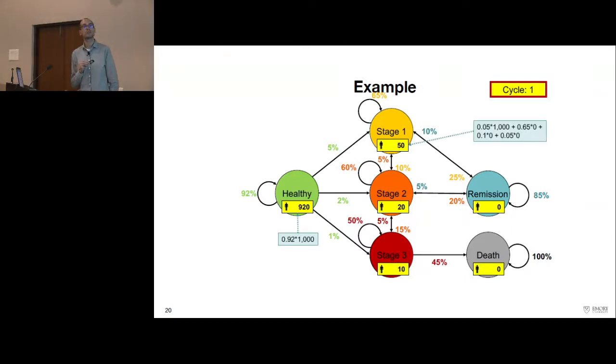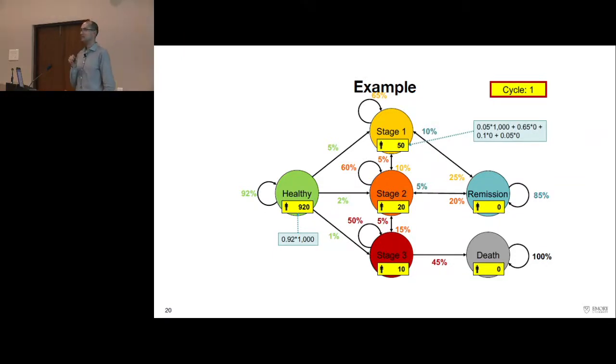So if we go to cycle one, we get exactly that. Of the original 1,000 people who were in the healthy health state, 92%, 920 remained healthy. 5%, so 50 went to stage one. 20 went to stage two. 10 went to stage three. But to calculate how many people are in each health state, you actually have to focus on the arrows that come in. To get these 920, that's easy because that's the only arrow that went back to the healthy health state. So we took 1,000 times 92%.